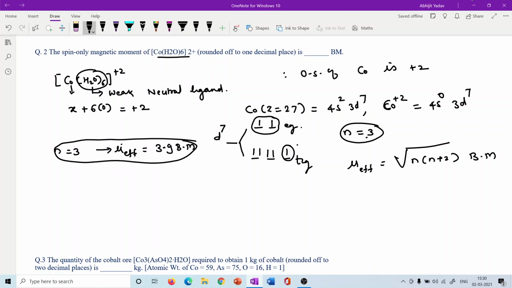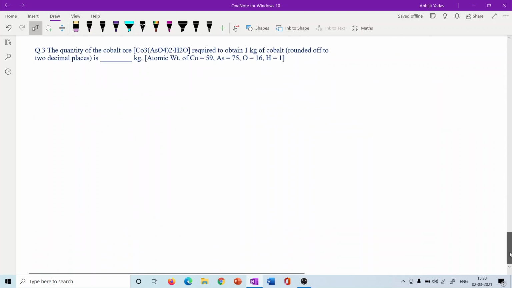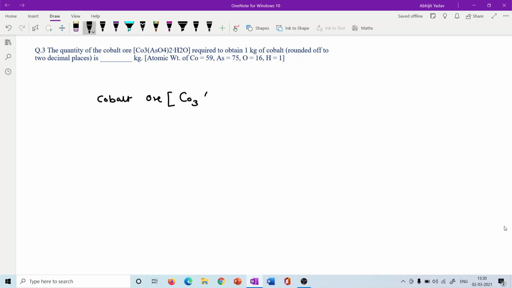So mu is 3.87 BM. Now moving to the next question. The next question is the quantity of cobalt. Here a cobalt ore is given, that is Co3(AsO4)2·2H2O.